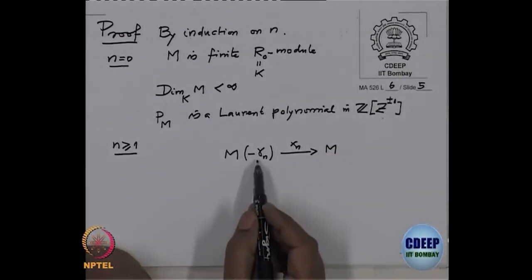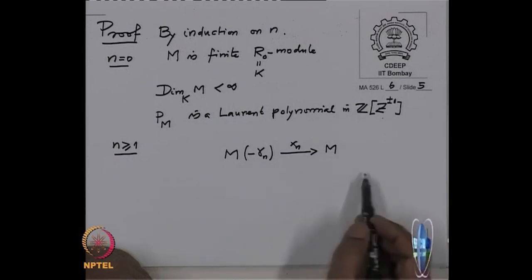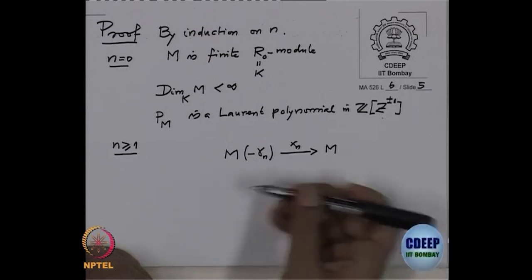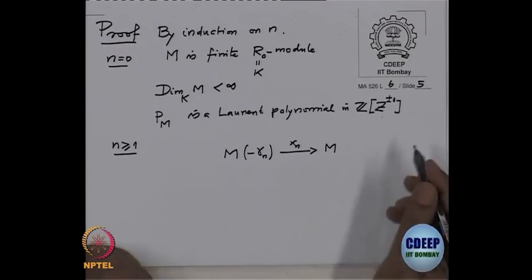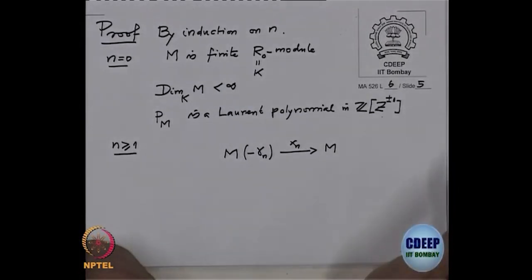And why did I shift it? I shifted it because I wanted these to be homogeneous of degree 0. This should be a graded homomorphism. That is the reason I shifted this by the degree of xn. So this multiplication map has a kernel and co-kernel.